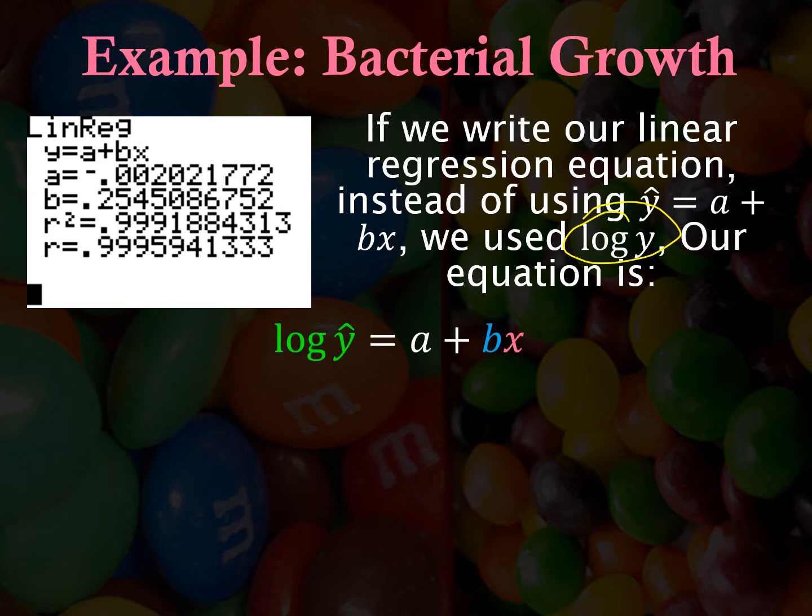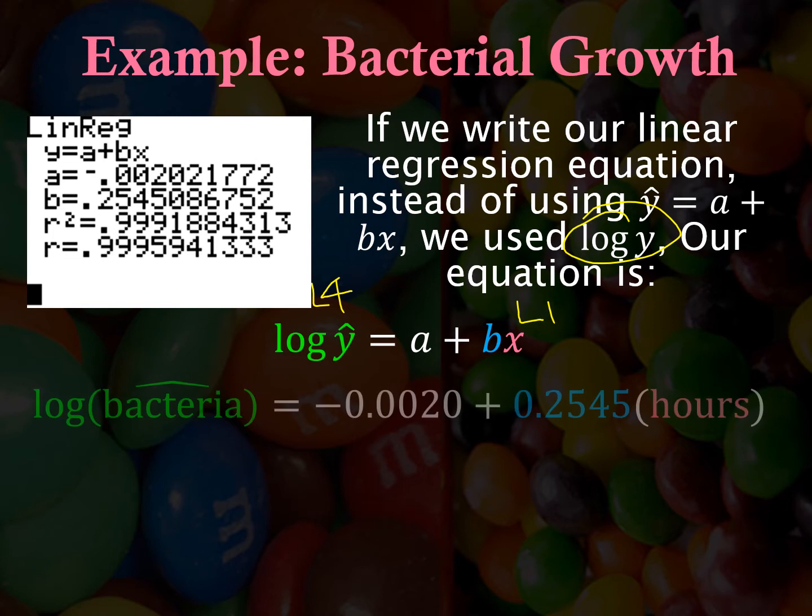Remember, we did a scatter plot of x, which was in L1, and log of y hat, which is in L4. So instead of using y hat equals a plus bx, we're going to use the log of y hat equals a plus bx. Now we put in the y variable, which is bacteria. The a value you can see from the LinReg information in the box is negative 0.002, and the slope b is 0.2545. So this is your regression equation: the log of y hat equals negative 0.002 plus 0.2545 times x, which is the number of hours.